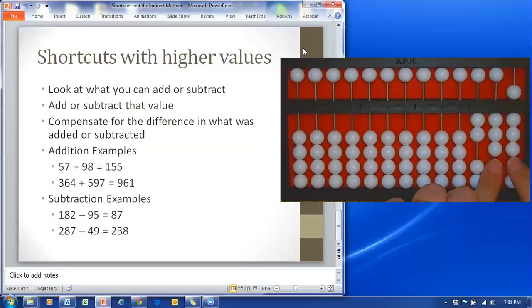So that gives you an idea of some of the shortcuts you can take. Obviously, I needed to have an idea of how many extra I added or subtracted. If I don't have that concept, then I will want to go back to using that counting method.